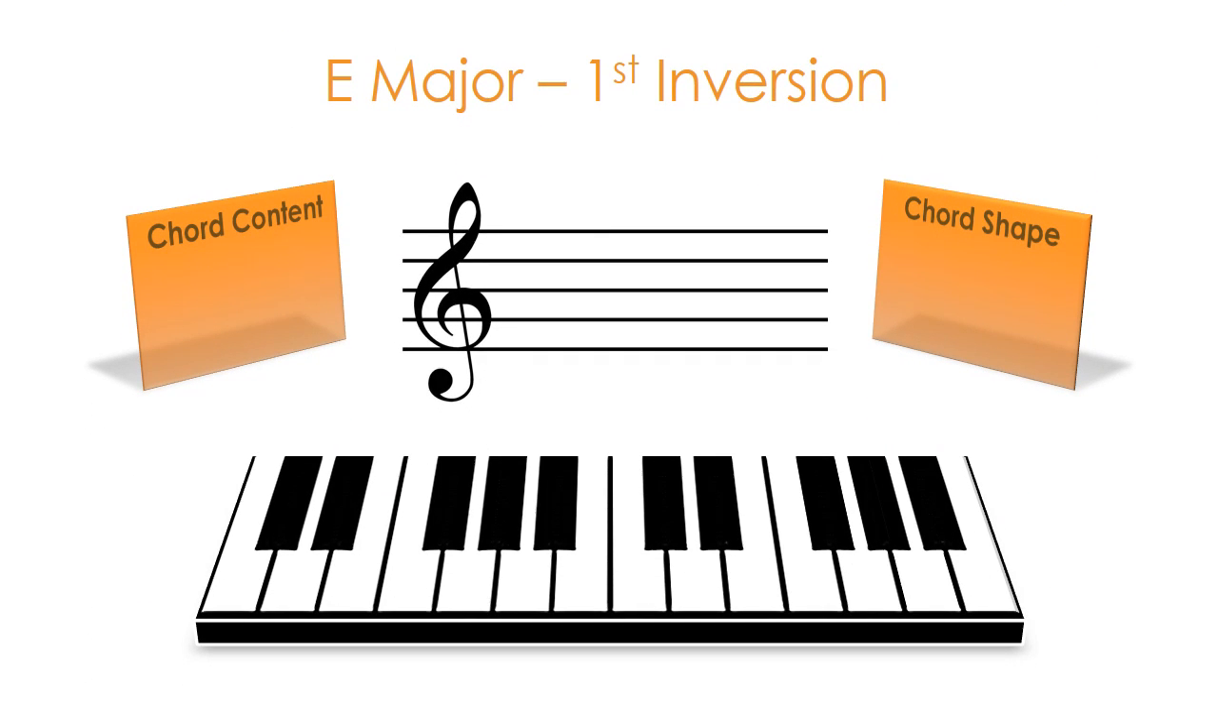Let's practice finding an E major first inversion chord. The content of the chord is E, G sharp, B. The shape of the chord is 6-3, and the placement of the root is at the top of the chord. Visualize it on the keyboard and on the staff.